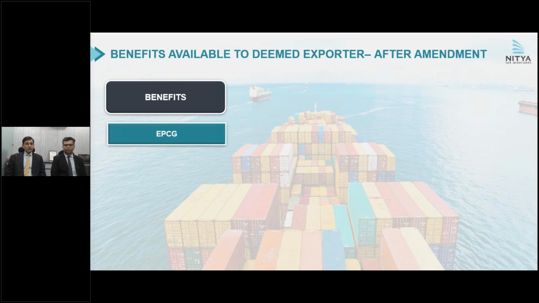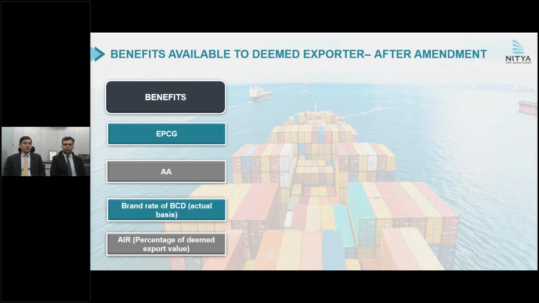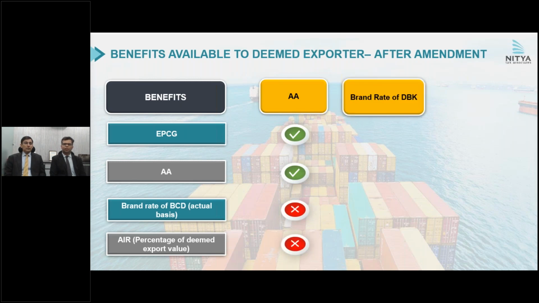After the amendment, let us now discuss what all benefits a deemed exporter can claim. A deemed exporter who wishes to claim an advance authorization benefit can get an EPCG benefit. In addition, he'll be getting an advance authorization benefit. But once he gets an advance authorization, he cannot claim either BCD drawback on actual basis or on industry basis. Similarly, if an exporter claims brand rate of drawback, he gets EPCG, he gets brand rate of drawback. But then he cannot claim advance authorization or drawback on all industry rate.